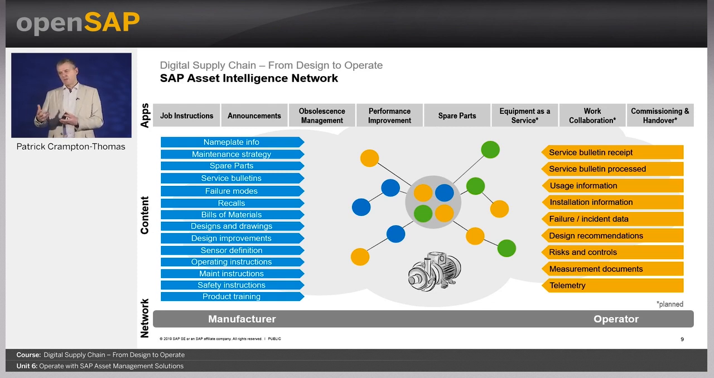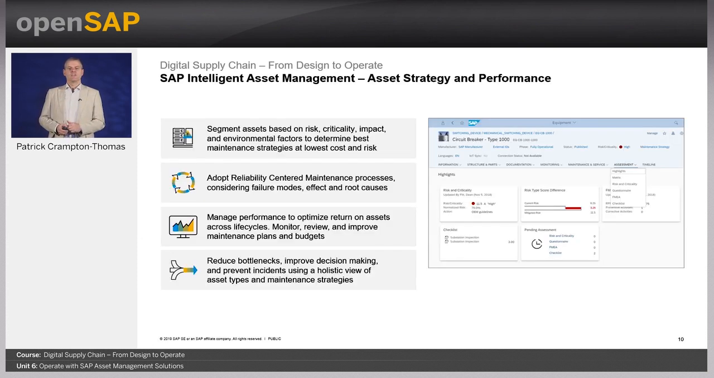As well, a lot of operators of assets are asking their suppliers not just to provide the physical asset, but to provide a digital package of the asset, like the digital twin. And this can be shared over the network between the two parties, so that at any moment in time they have a common view of the digital twin and the status of that asset. So this is the Asset Intelligence Network.